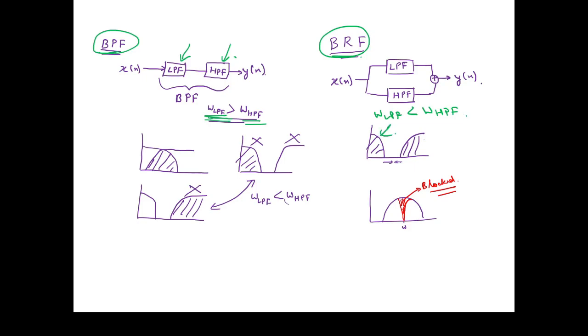So this is a low pass filter, this is the high pass filter. What is the cutoff frequency over here? This is FC and this is FH. On the contrary, if you see over here, this is your FC and this is your FH, high pass filter, right?